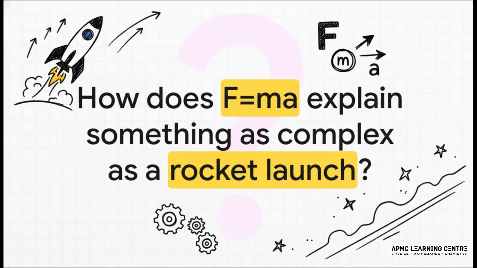So, we've seen how this one simple rule, F equals ma, can predict the motion of a box, a car, a truck, pretty much anything. But that brings up a really cool question, doesn't it? If this one law is so powerful, how does it scale up to explain something as incredibly complex as launching a massive rocket into space? Well, that's a story for another time.